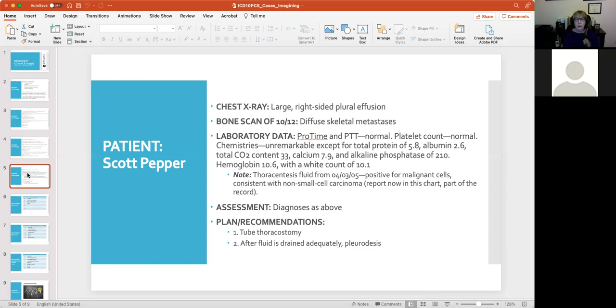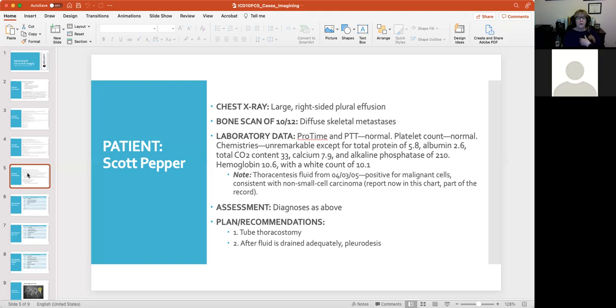And now we have laboratory data. Protime and PTT normal, platelet count normal, chemistry is unremarkable except for total protein of 5.8, albumin 2.6, total CO2 content 33, calcium 7.9, and alkaline phosphatase of 210. Hemoglobin is at 10.6 with a white count of 10.1. Note, thoracentesis fluid from April 3rd, 2005, positive for malignant cells.